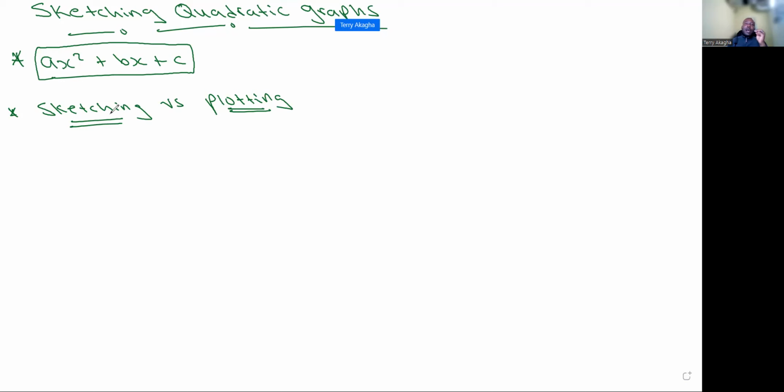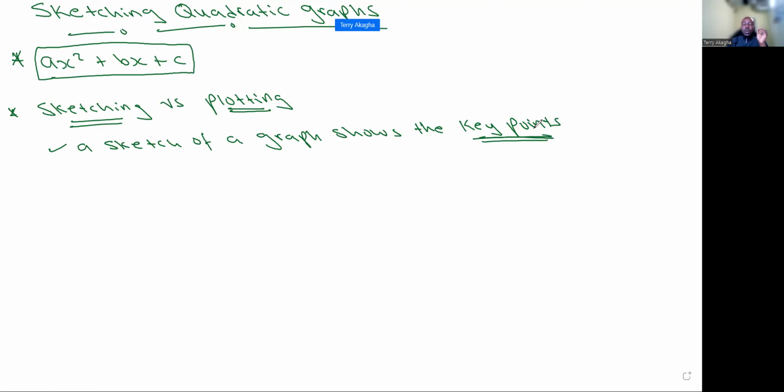Like I always say, I'm aware that some students make notes from this, so I'm going to write this down so that it'll be easier for you. The first thing I just said is that a sketch of a graph shows the key points. When I say key points, like I explained in the previous video, it only refers to the main features or the most important information in the graph. It also gives you the general shape of the graph.